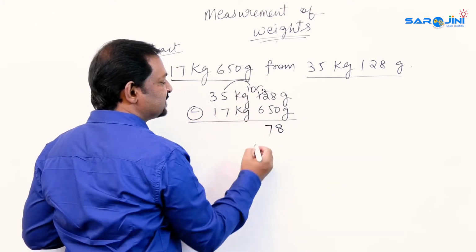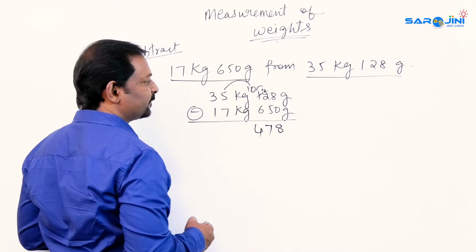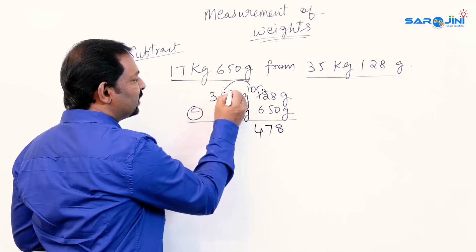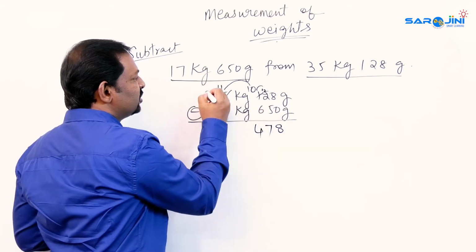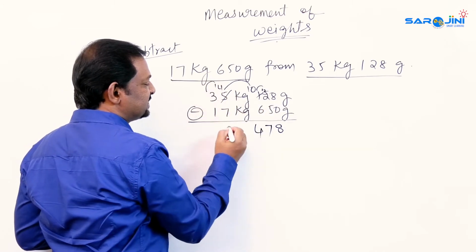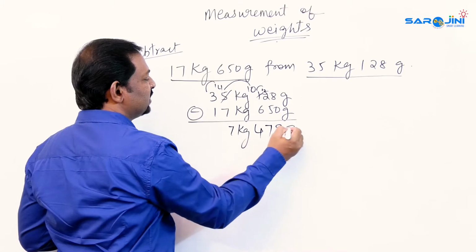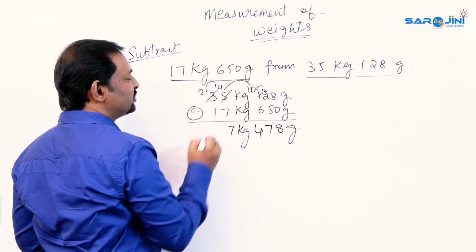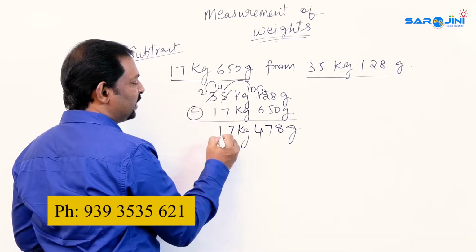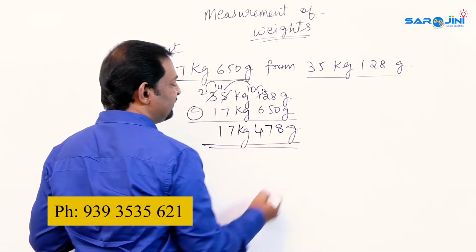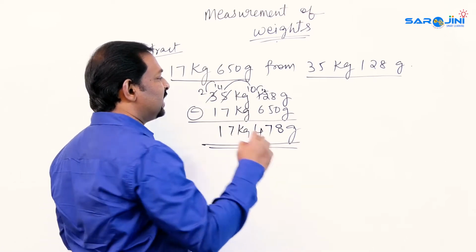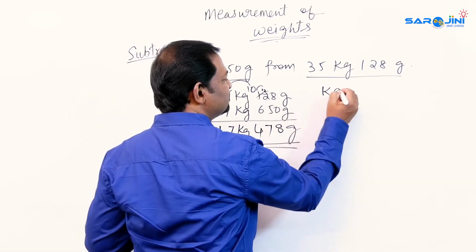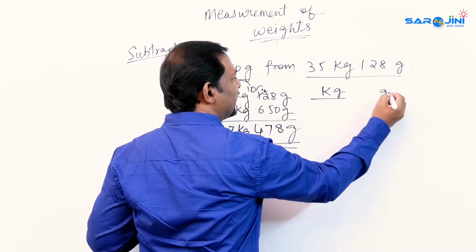So 10 minus 6 is 4. Okay. Now here you will have 4 because already we took 1 kg there. So again, 14 minus 7 is 7. Sorry, this is gram. And you are left with 2. So 2 minus 1 is 1. So the answer is 17 kg 478 grams.